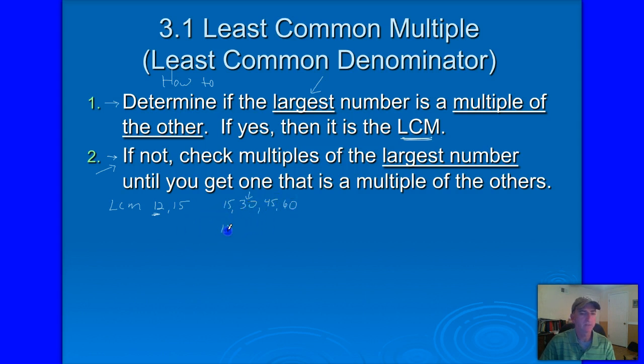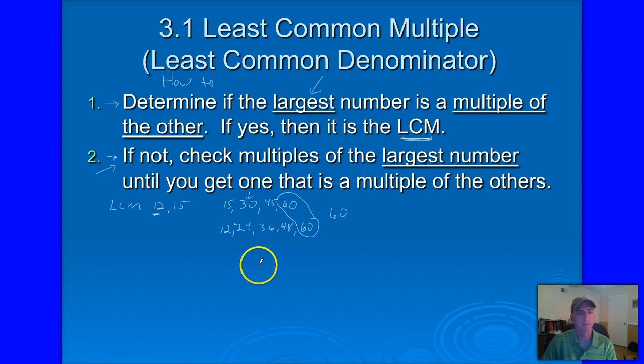Let's list the multiples of 12. Multiples of 12 would be 12, 24, 36, 48, and 60. And there you have it. Therefore, 60 is the least common multiple of 12 and 15.